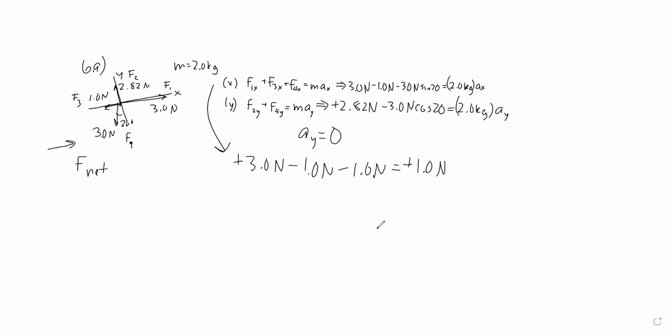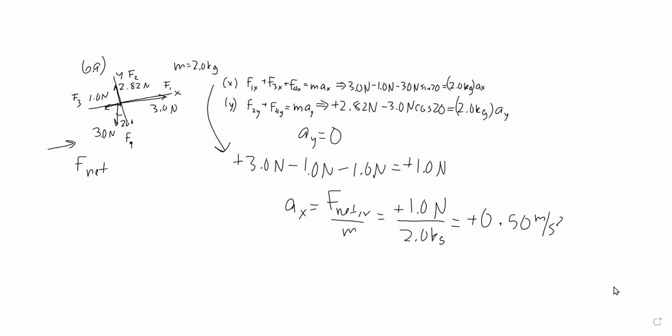Which means now that the acceleration in the x direction is, of course, F net in the x direction divided by m. Trying to be as detailed as I can, plus 1.0 newtons divided by 2.0 kilograms. We all know that, but this is physics, so we have to make sure it's the right answer. It's plus 0.50 meters per second. Very nice.